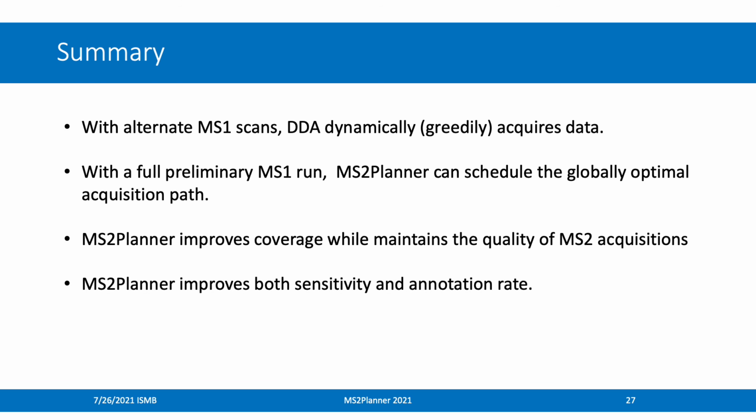In summary, with alternate MS1 scans, DDA dynamically acquires the data, while with a full preliminary MS1 run, MS2Planner can schedule the globally optimum acquisition path. In addition, MS2Planner improves the coverage while maintains the quality of the MS2 acquisitions. MS2Planner also improves both sensitivity and annotation rate.